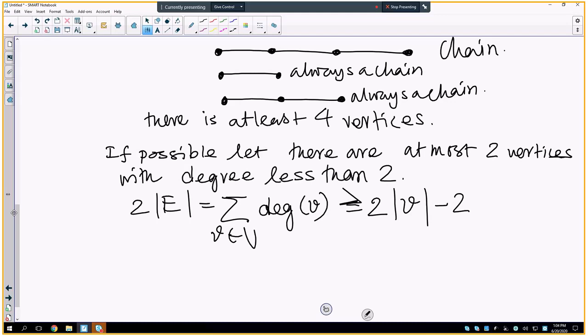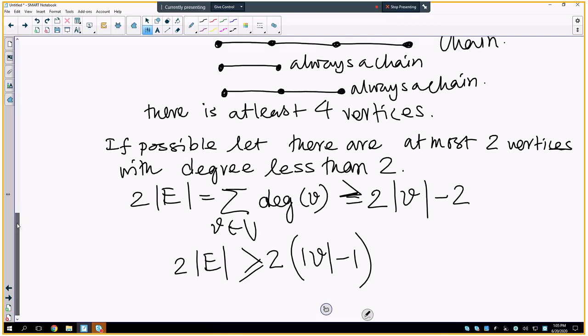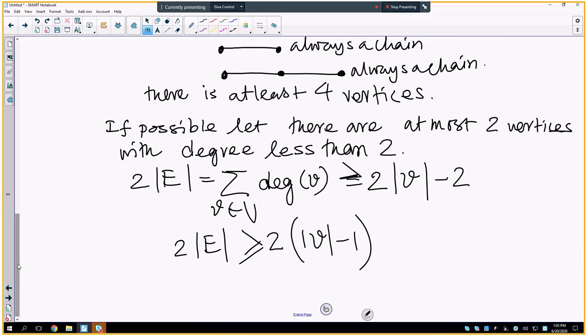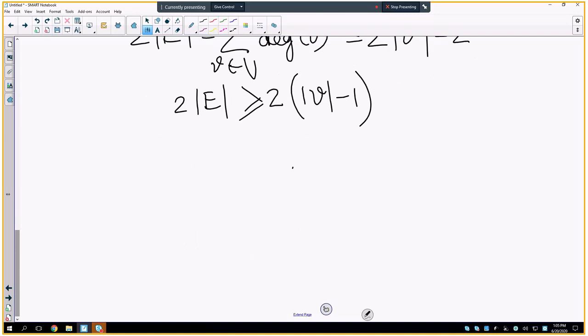And then I do what? I say that hence 2 times the number of edges is greater or equal to 2 times the number of vertices minus 1. So I get, dividing both sides by 2, number of edges is greater or equal to number of vertices minus 1. So this doesn't contradict our situation completely.